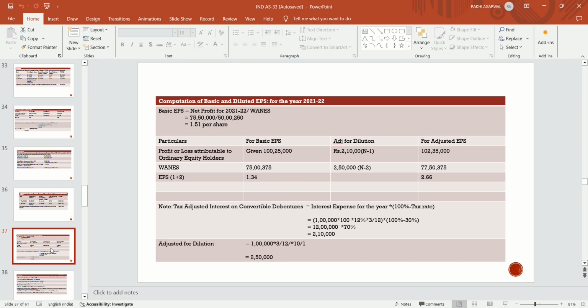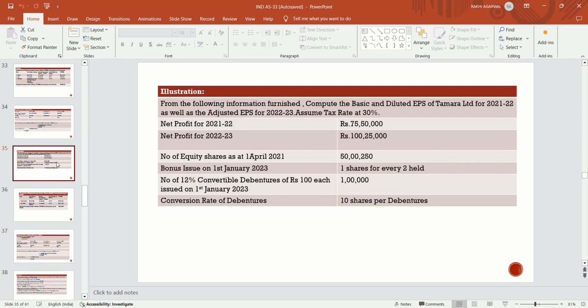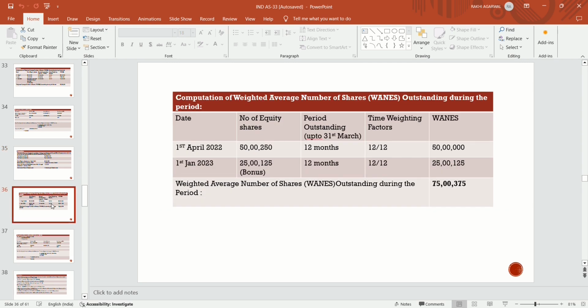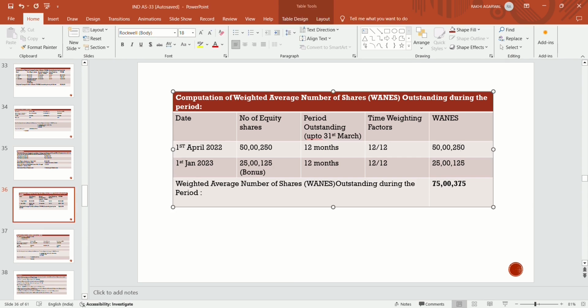Now we have to calculate the basic EPS of 22-23. There is no change in shares after 21-22; the same outstanding number of shares continues in 22 also. So on 1st April 2022, to calculate the weighted average number of shares outstanding during the period, the opening balance is 50 lakh 250 for a period outstanding of 12 months. Time weighing factor is 12 divided by 12, so 50 lakhs 250 becomes the weighted average number of equity shares.